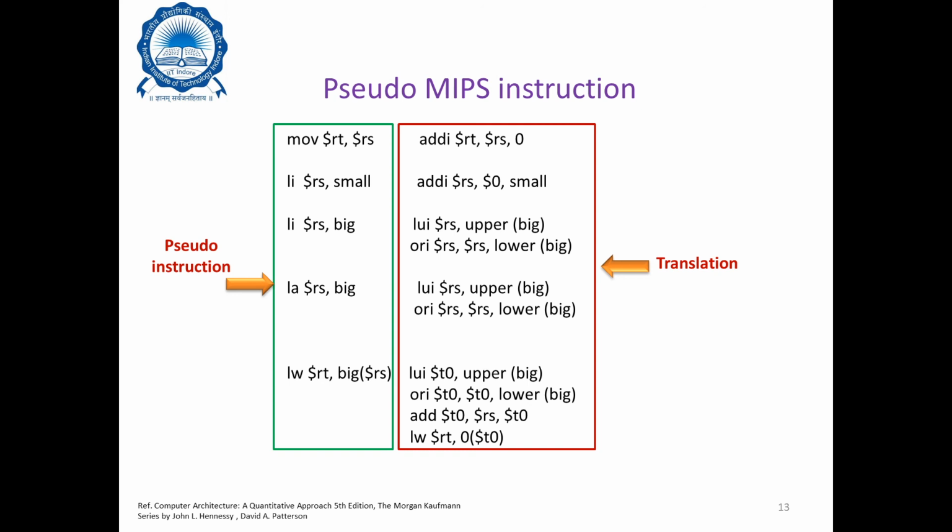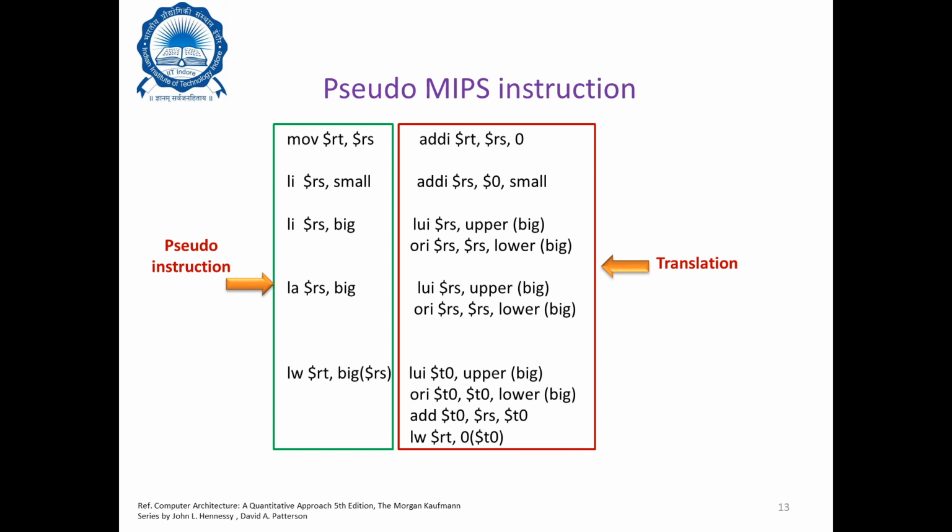Then we have LI $RS, small. Small is a 16-bit number. So that 16-bit number is added with $0 and the content of that is stored to $RS. So this is same as loading directly a 16-bit number into register $RS. LI $RS, big. So big is a 32-bit number. So here what we can do is we'll again use the same two combination of instructions, LUI and ORI. In LUI what we can do, we'll have an upper 16-bit of the big 32-bit number and we'll put it into $RS, and then we'll OR the lower 16-bit with the content of $RS and store it back again to $RS. So that actually loads or load immediate for a big 32-bit number into $RS.